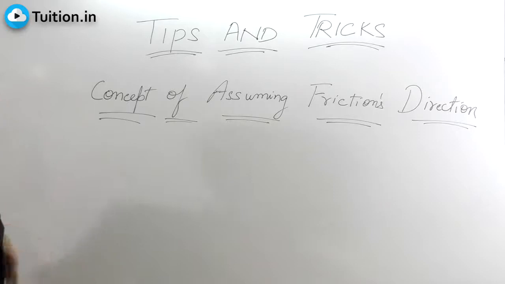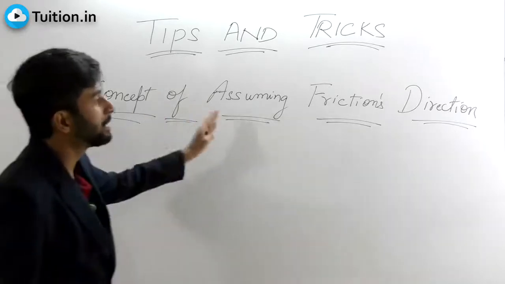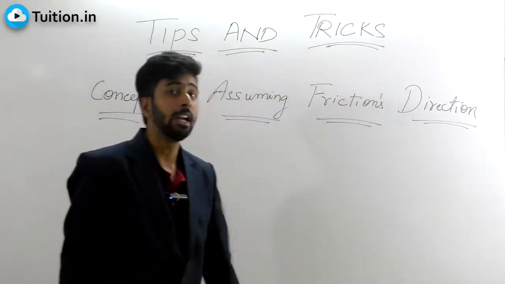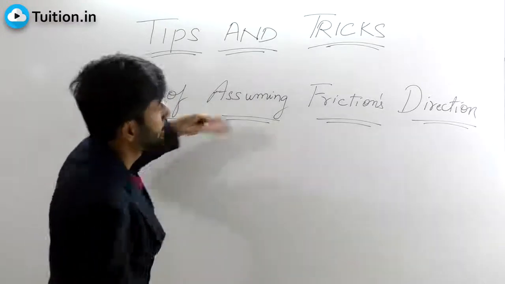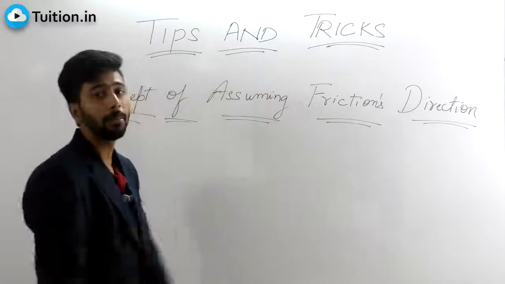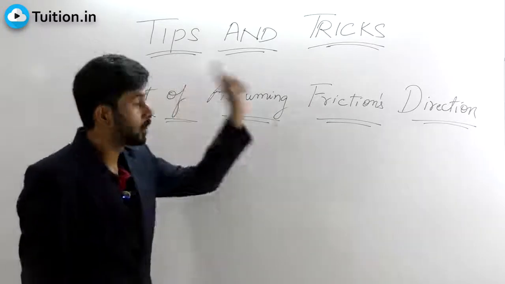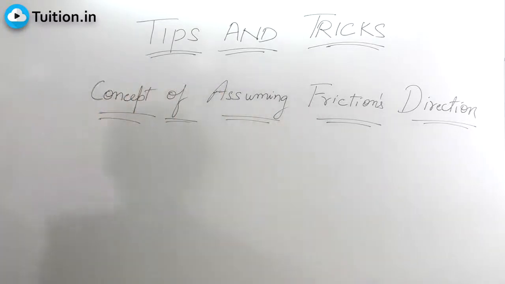Look at the concept or the intuition behind assuming friction's direction. Remember, if you have a problem of two walls or two blocks and you end up assuming the direction of friction wrong, the entire problem goes wrong. So it's very, very important to get the direction of friction right. Let's see how we do it.